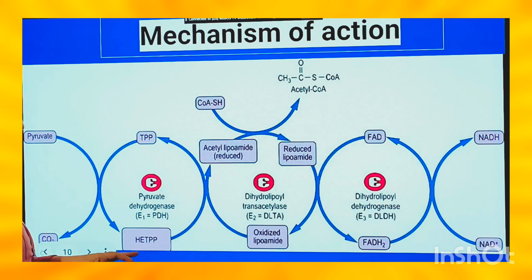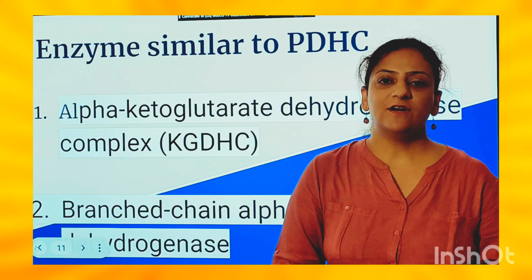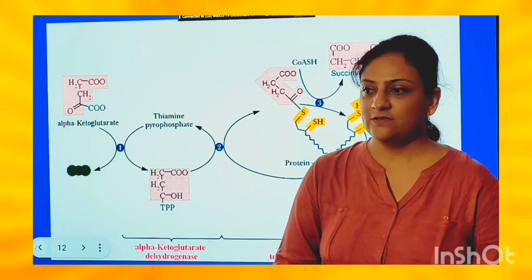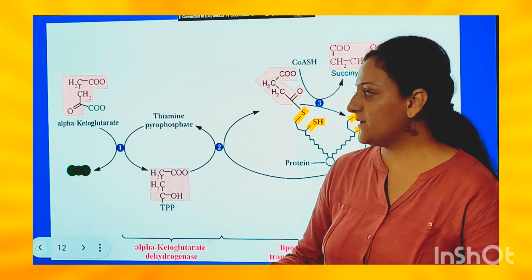Which is asked in the exam is the enzymes similar to the pyruvate dehydrogenase complex. First one is the alpha ketoglutarate dehydrogenase complex, and second one is the branched-chain alpha ketoacid dehydrogenase. You can see the first, alpha ketoglutarate dehydrogenase, also has the 5 coenzymes: thiamine pyrophosphate, lipoic acid, and carbon dioxide is removed, just like the pyruvate dehydrogenase complex. FAD is linked, NAD positive is there. So it has the same 5 coenzymes as the pyruvate dehydrogenase complex. And second, you can see here alpha ketoacid dehydrogenase.